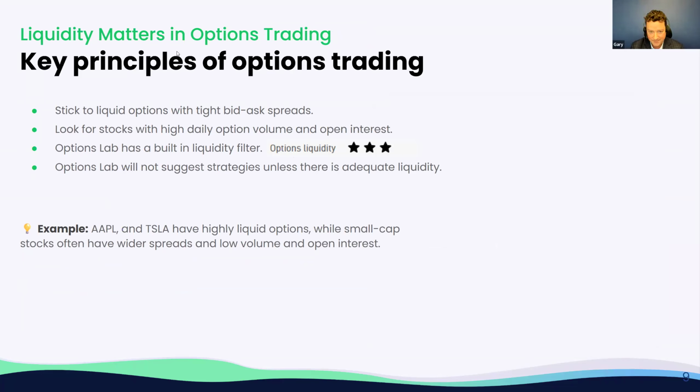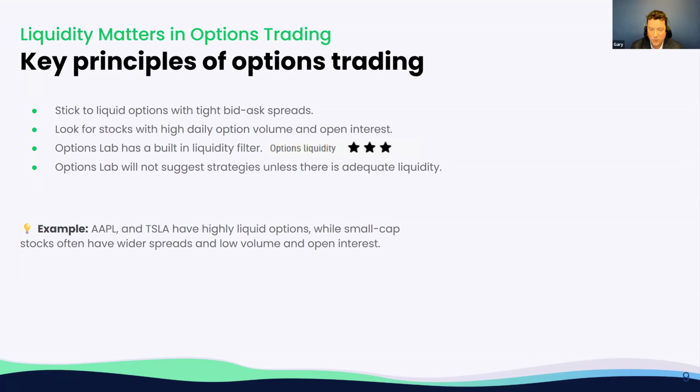Also, there's a matter of liquidity. When trading options, liquidity is one of the most important and often overlooked factors. Liquidity determines how easily you can enter and exit a position without paying excessive costs. A key principle here is to stick with highly liquid options, meaning contracts with tight bid-ask spreads. Tight spreads reduce slippage and give you fairer prices both when you open and close your position. You also have a lot more available contracts to choose from. You also want to look for underlying stocks that have high daily options volume and strong open interest. This tells you there are plenty of buyers and sellers, which helps you with smoother execution.